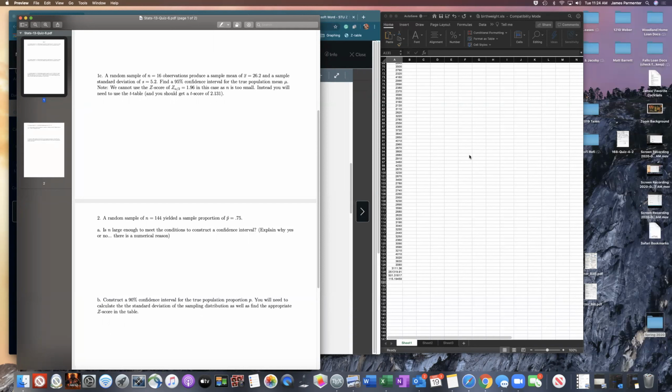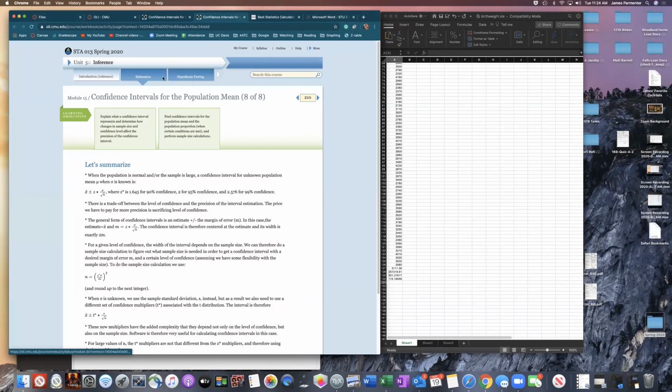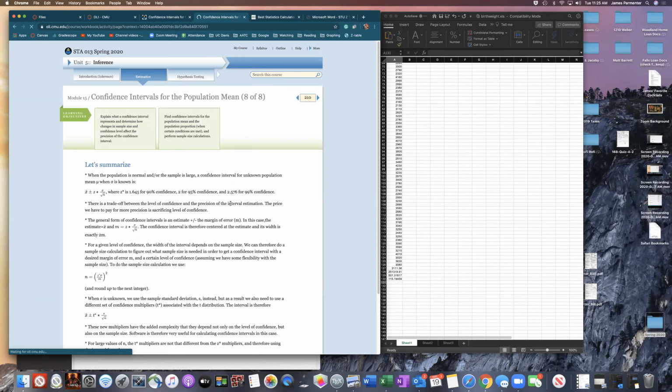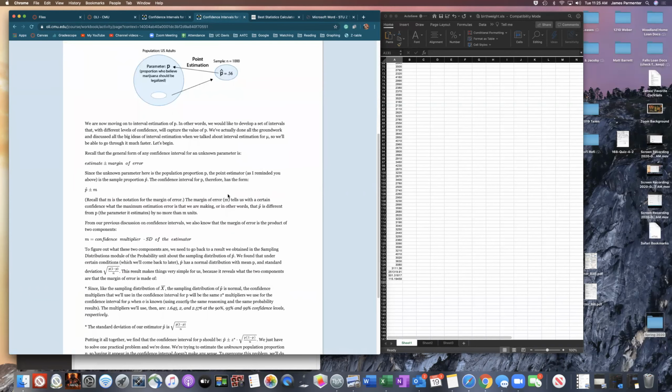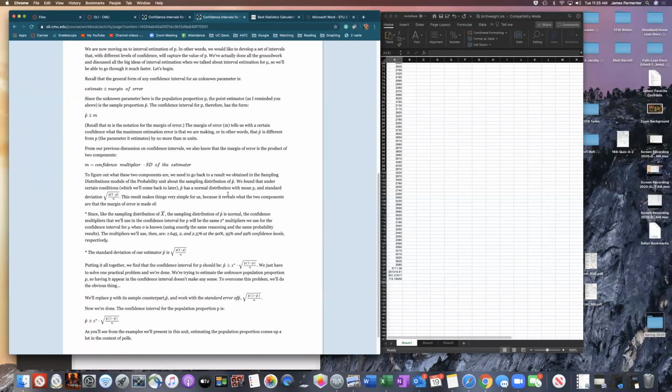I'm still sharing my screen, which is perfectly fine. Let's look over here. I want to go to confidence intervals for population proportion. So we look at this. There are a couple things to know about how to calculate this.